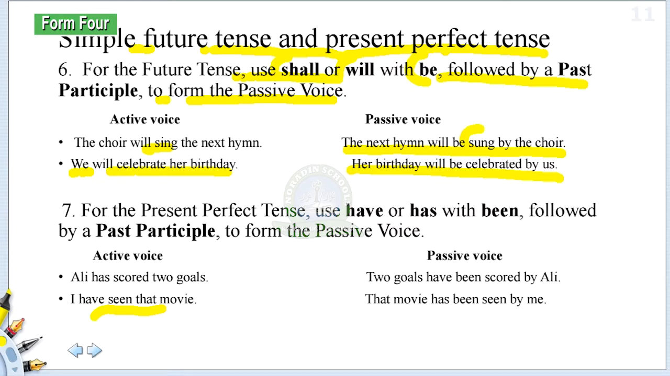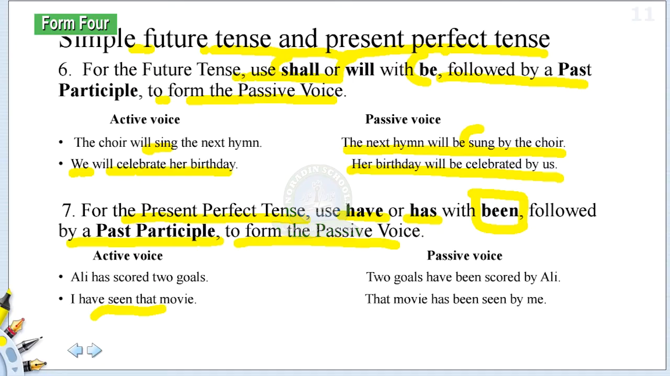Present perfect tense. Use have, has, and been, followed by the past participle to form the passive voice. For example, active voice: Ali has scored 2 goals. This is present perfect tense. Ali is the subject, has is an auxiliary verb, score is the main verb, and 2 goals is an object.